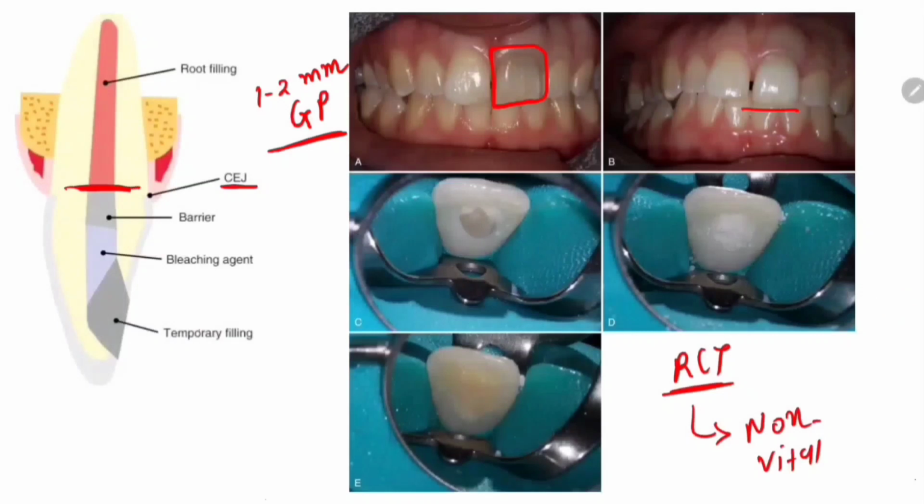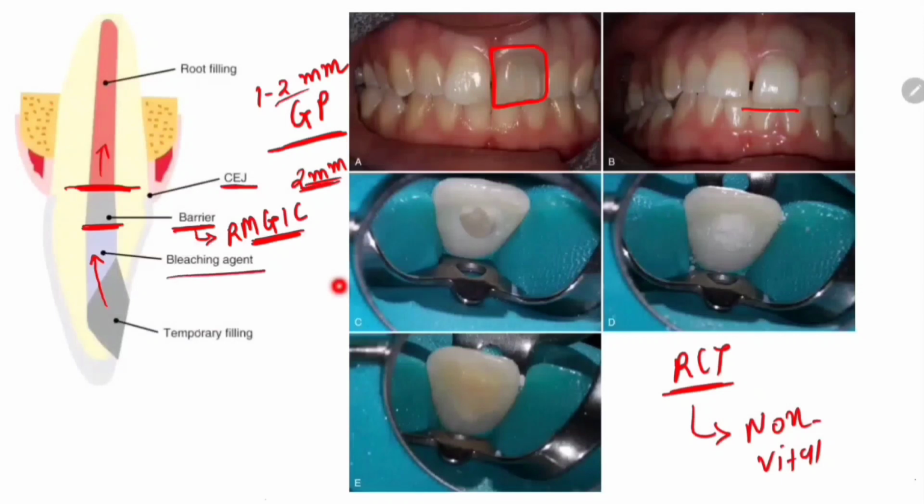You have removed your gutta percha and then you have to place a barrier to prevent your bleaching agent from going inside the root canal. This barrier is made up of resin modified glass ionomer cement, and the thickness of this barrier should be around 2 mm, because we have removed 1 to 2 mm of gutta percha.